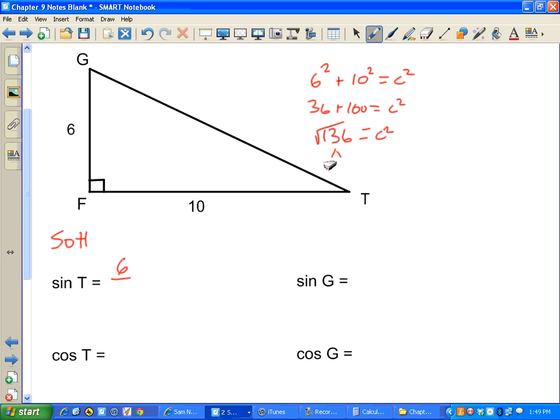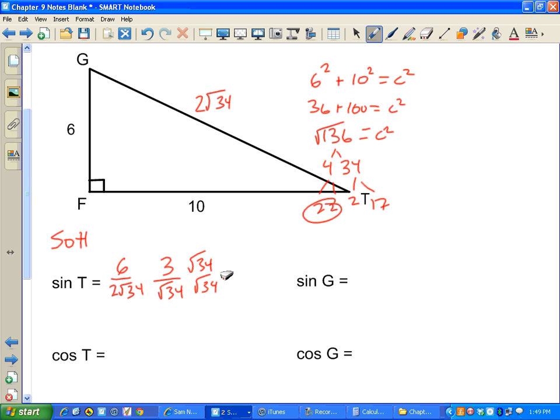This is divisible by 4. 4 goes in here 34 times. 4 is 2 and 2. 34 is 2 and 17. So this is 2 square root 34. Okay, and now I need to simplify, so the 6 and the 2 can reduce. And then I need to rationalize. So I get 3 square root of 34 over 34. That's the sine of angle T.